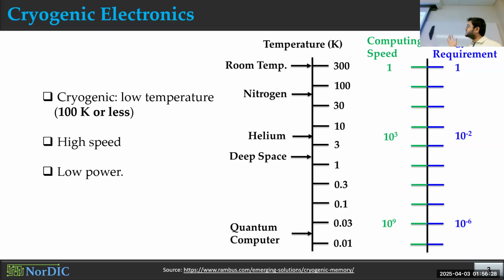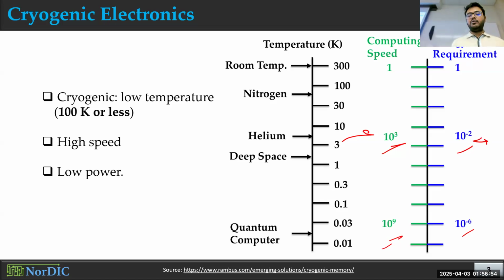And in this slide, you can see on the scale that the more you go to this cryogenic environment, like lower temperature, we are achieving higher and higher speed. And also the energy requirement is decreasing, right? If we compare with room temperature here, for example, if we go to this liquid helium or 4.2 Kelvin temperature, we are getting 1,000 times more computing speed.